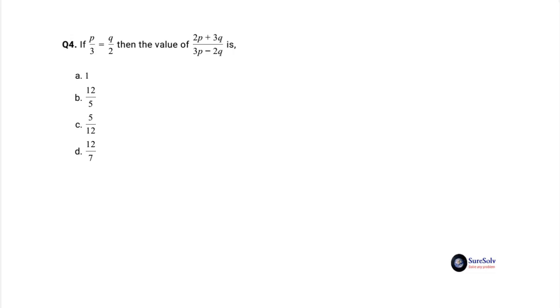Question 4 is, if p by 3 equal to q by 2, then the value of 2p plus 3q by 3p minus 2q is option A 1, option B 12 by 5, option C 5 by 12, and option D 12 by 7. The given expression easily gives you the value of the ratio of the two variables as p by q equal to 3 by 2.